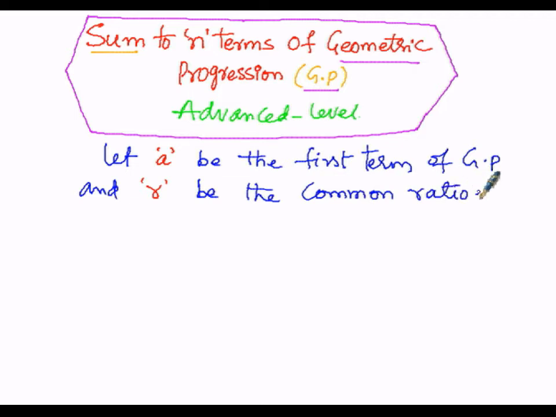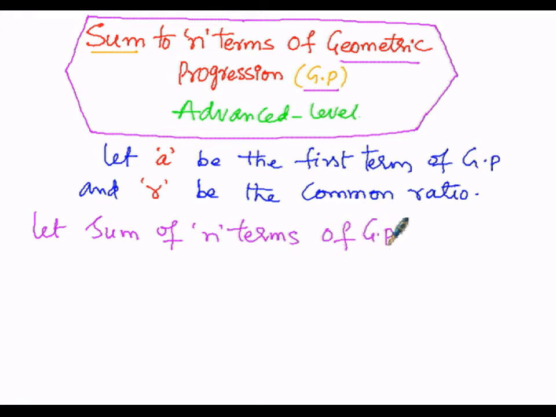Then similarly, let the sum of n terms of the geometric progression be, since it is the sum of the n terms, I am going to write it as the capital S, sum of the n terms, by means of S of n or Sn. But here we know that the general form of the geometric progression is A, AR, AR cube and so on. AR to the power of n minus 1 will be the nth term.